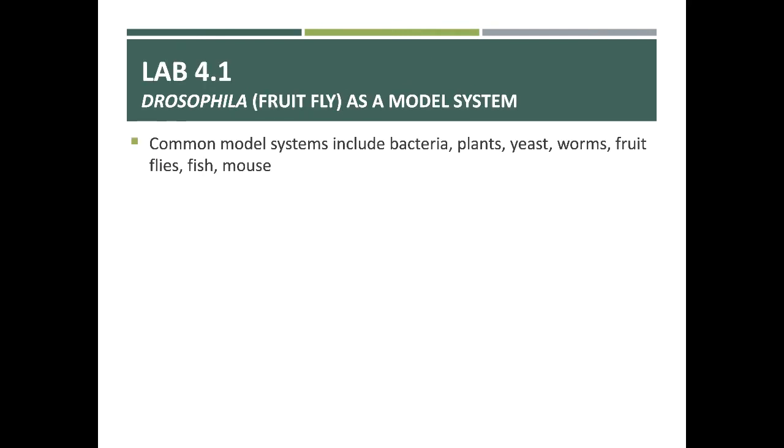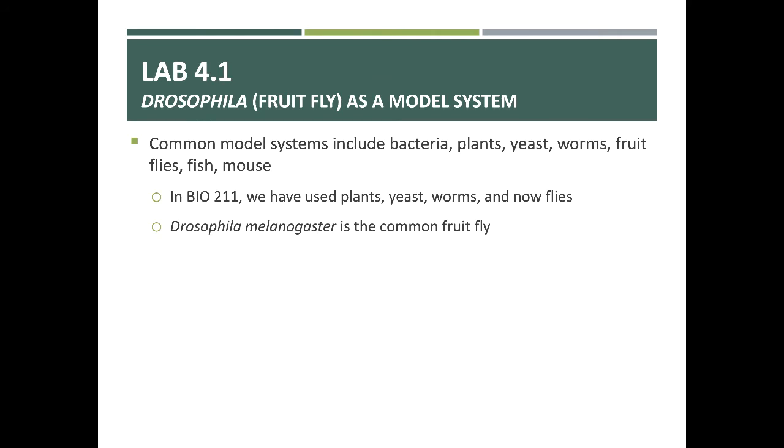So as you have learned, there are many common model systems that geneticists use. We use bacteria, plants, yeast, worms, fruit flies, fish, mice, a lot of different organisms. In Biology 211, we have talked about many of these in the lab. We've talked about plants, yeast, worms, and now we're talking about fruit flies. Drosophila is often referred to as the common fruit fly, much like you might get flying around in your kitchen when you've left your bananas out too long.